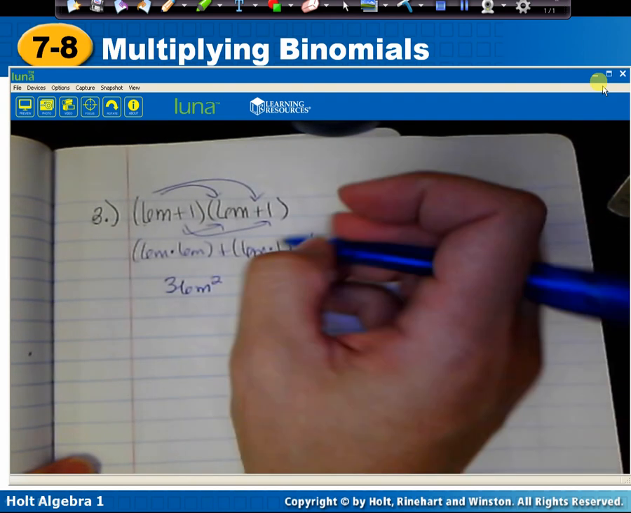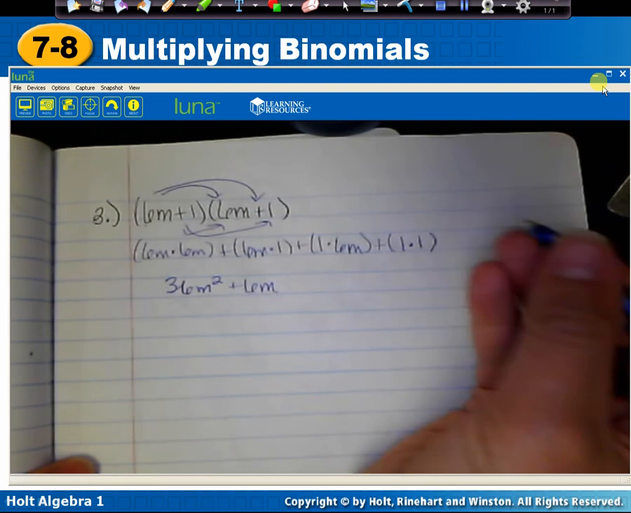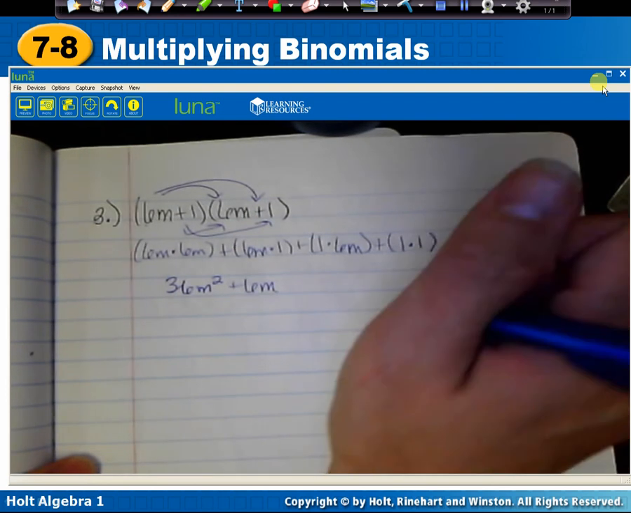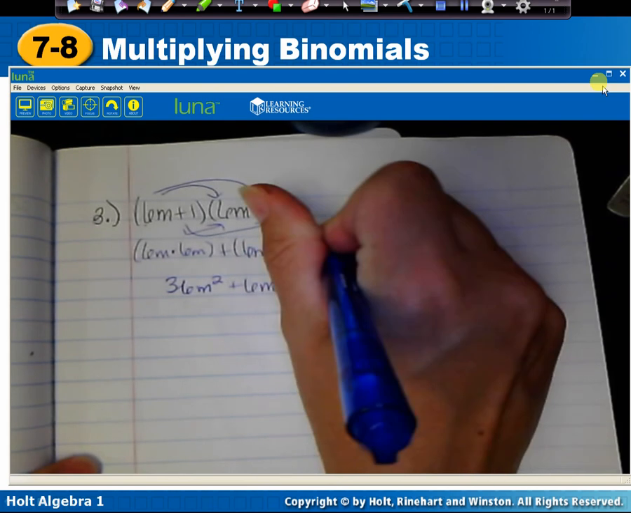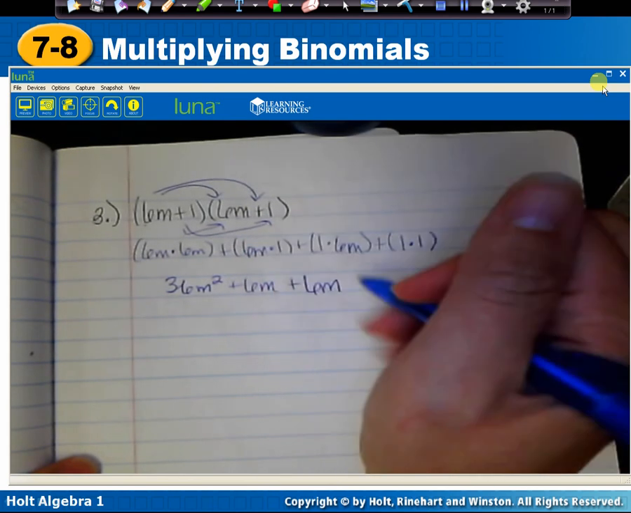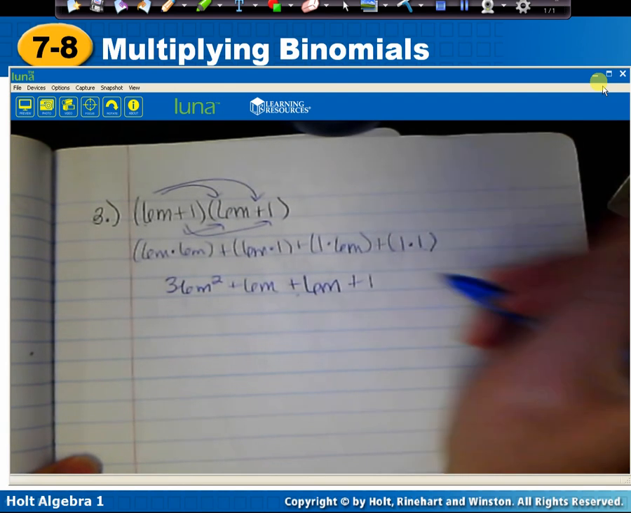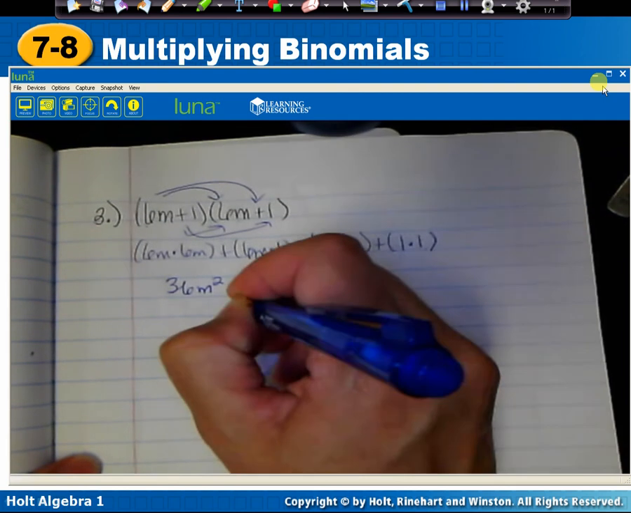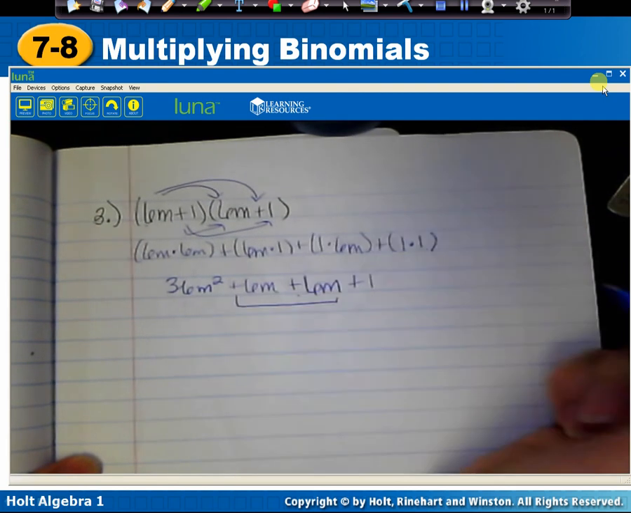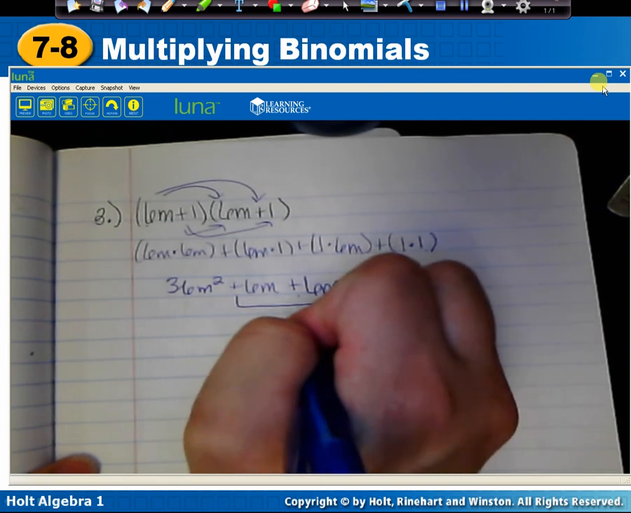6m times 1 is simply 6m, and because it's positive, I'm going to put a plus sign there. 1 times 6m is going to give me 6m again, and again, because it's positive, I'm going to put a plus sign there. And 1 times 1 is going to give me 1. So now I'm going to combine my like terms, and I have 6m and 6m, which when I add them together are going to give me 12m.